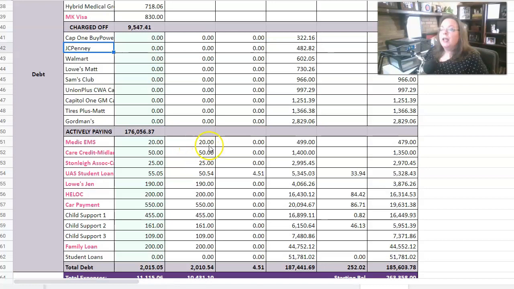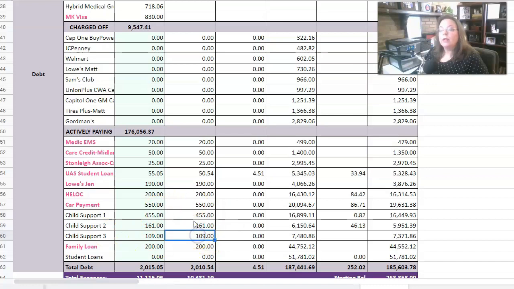So let's start. We have an ambulance bill that we paid $20 this month, $52 to CareCredit, which is a credit card, $25 to another credit card, $50 to Matt's private student loan that I co-signed on. That's why it's pink. $190 to my Lowe's card, $200 to our HELOC, $550 to our car payment. And then we have a total of $725 paid here on Matt's three child support orders.